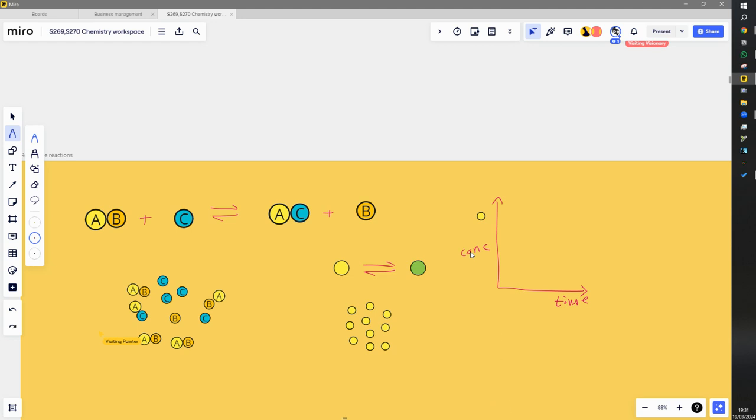It's a bit messy, isn't it? I'll use the line tool. And we'll also do rate of reaction. Let's do rate of reaction as well.